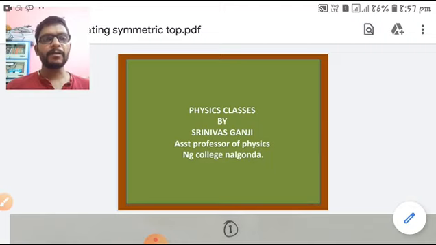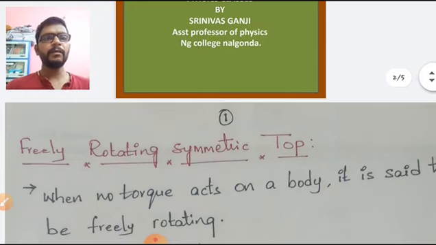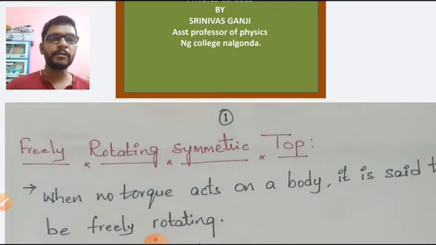Today we are going to learn about freely rotating symmetric top. We are going to discuss the behavior of freely rotating symmetric top by using Euler's equations. In the previous session, we covered Euler equations and the conservation of energy and conservation of angular momentum. Now let us see how the Euler equations are useful to explain the motion of a rotating symmetric top.